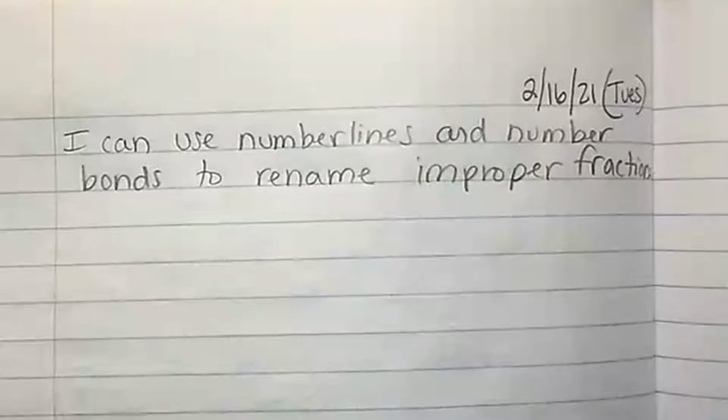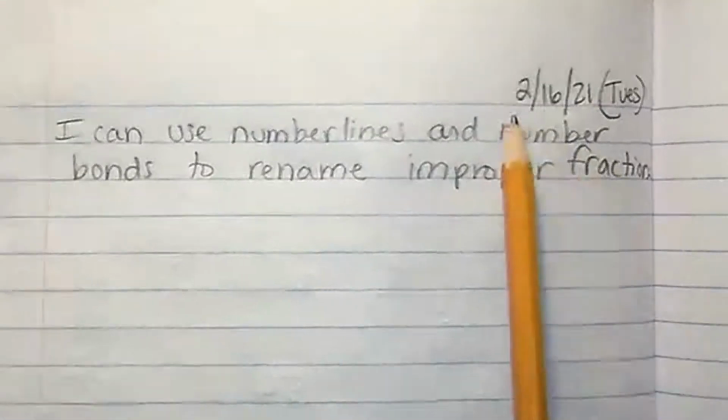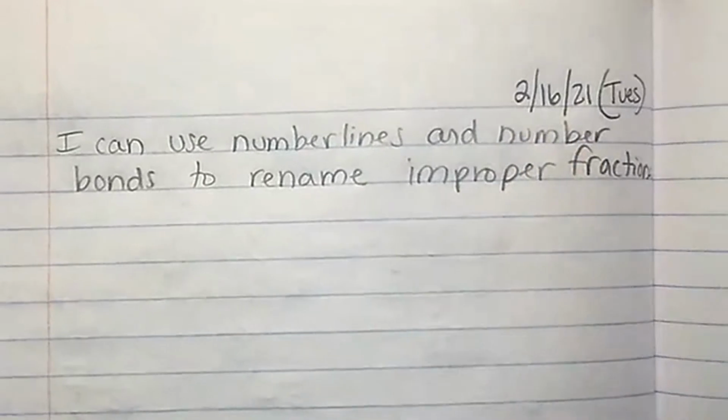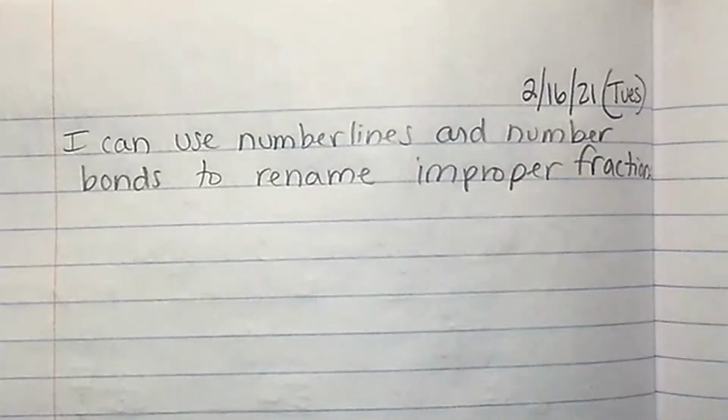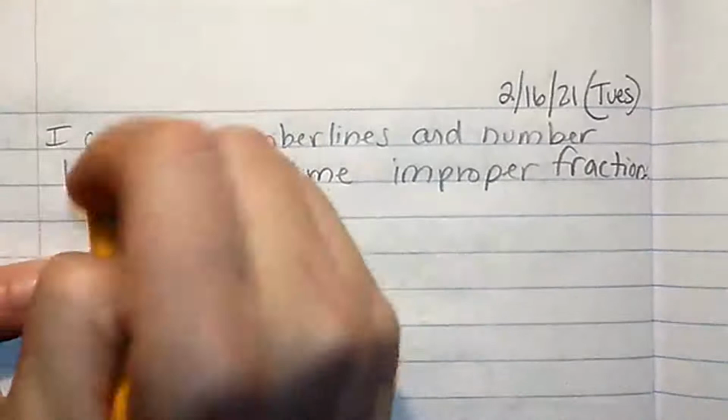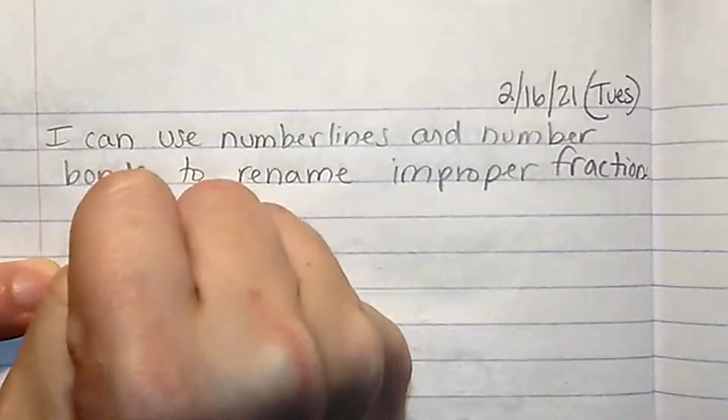Good morning. Today is Tuesday, February 16th, 2021, and our I Can for today says, I can use number lines and number bonds to rename improper fractions. So real quick, let me make a couple of fractions here.